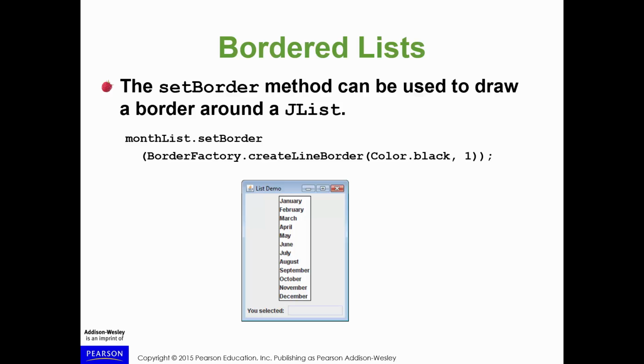You can decide, if you want to, you can set borders around lists. So notice the colors that you can use are any of the 13 built-in colors, and this is the number of pixels, I believe, that wide that you want the border to be. Goes back to that border factory, and we mentioned that in the last chapter.